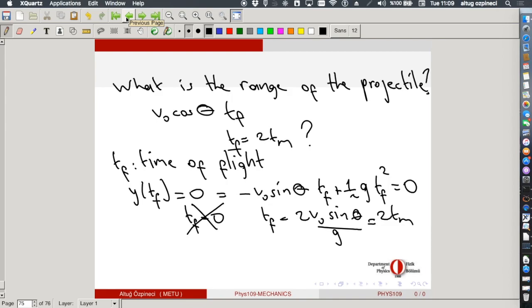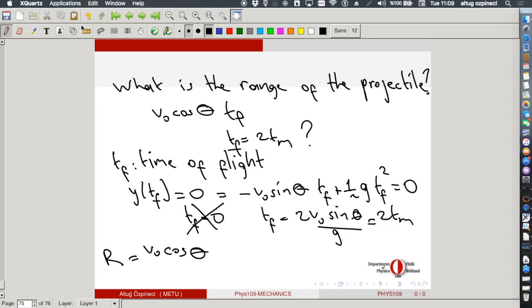Once you know this result, you can of course say that the velocity components in the vertical direction will have the same magnitude, just pointing in the opposite direction. It takes twice as much time to fall to the ground as it takes to reach the maximum height, etc. So we know the time of flight, and we can calculate the range. Range will be V0 cosine theta.